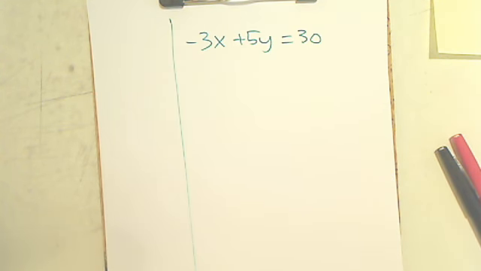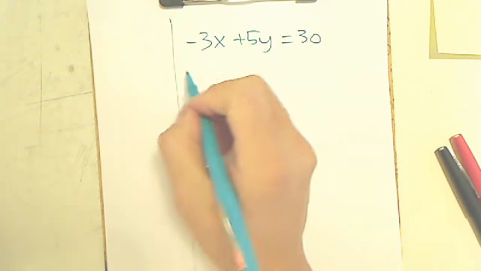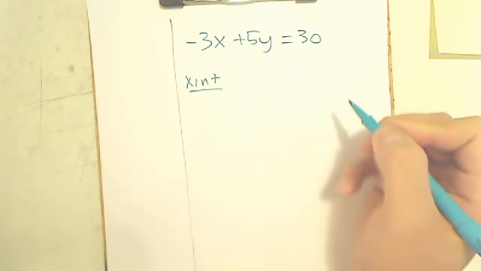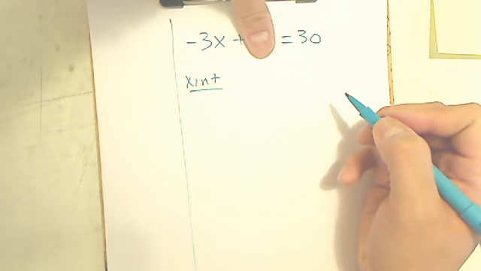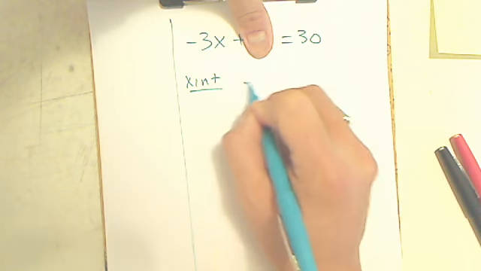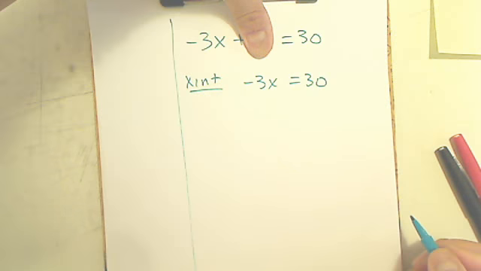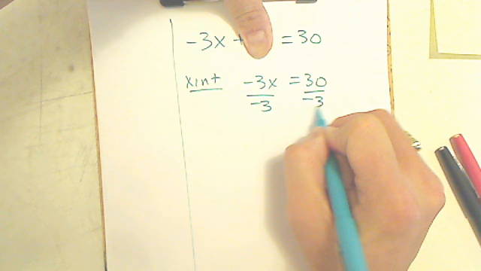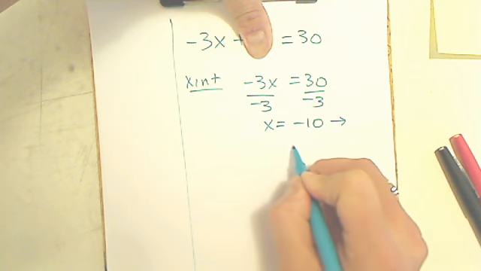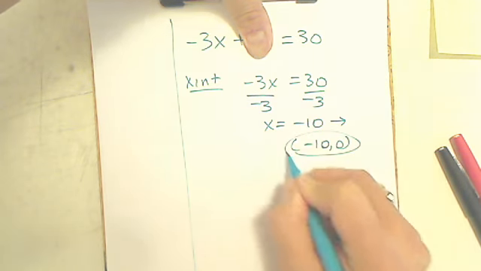What form is this in? Okay, standard form. What do we use? Cover-up. Okay. X-intercept. I'm covering up the y, right? So then I have negative 3x equals 30. Keep going. Divide by negative 3. Answer. What's my point? Negative 10, 0.